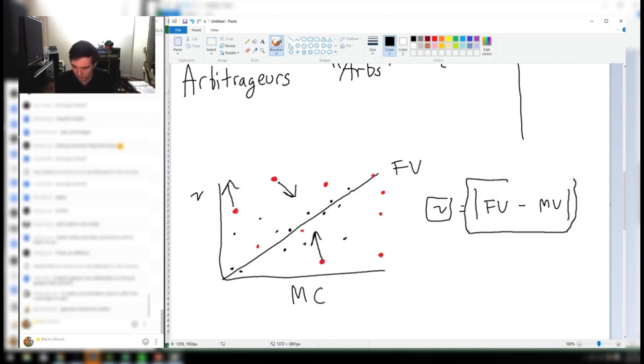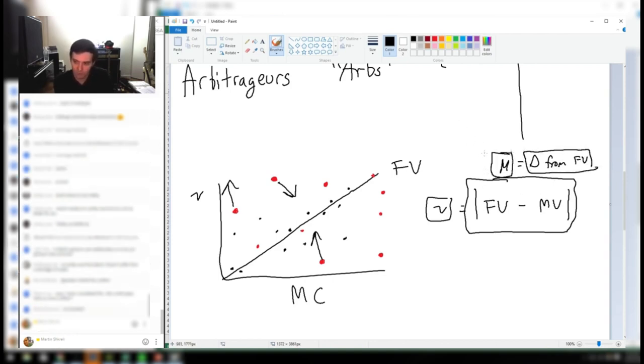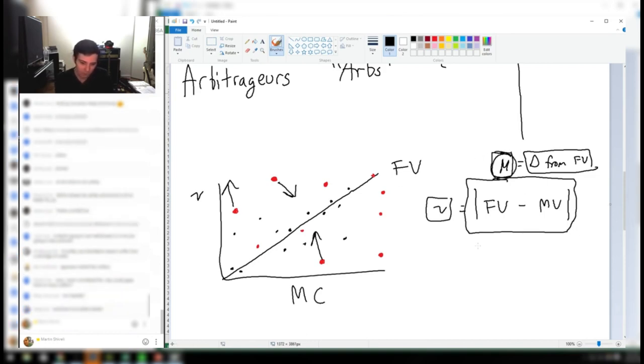We'll call this another variable, we can call it mu, as delta from fair value, right? So what causes mu to change? What causes mu to change? And in what situations do we get maximum mu or minimum mu?